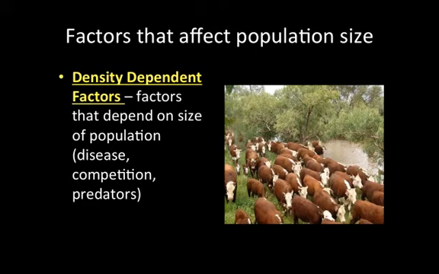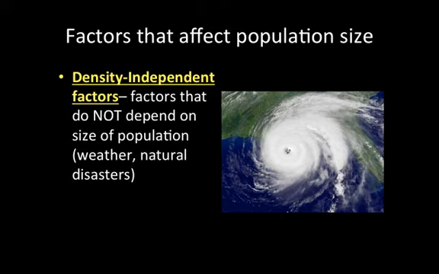Another factor is a density-independent factor, and that's a factor that does not depend on the size of the population. So you're looking at things like weather, natural disasters, things where it doesn't really matter what the density of the population is. It doesn't have an impact on that particular factor. So precipitation, temperature, weather is an excellent example of a density-independent factor. There really is no controlling over it, regardless of how many individuals are present within the population.